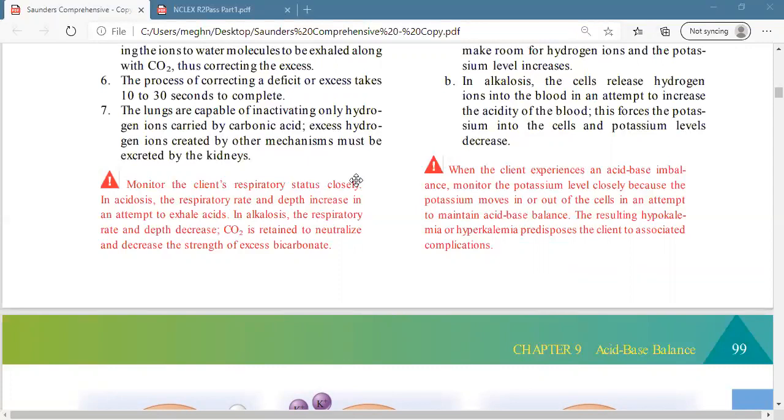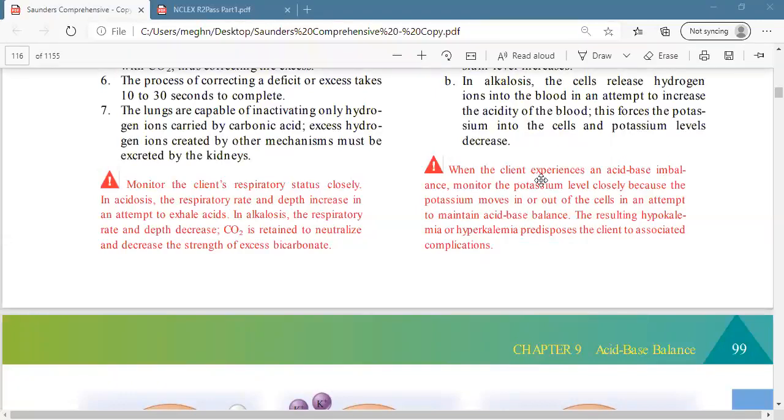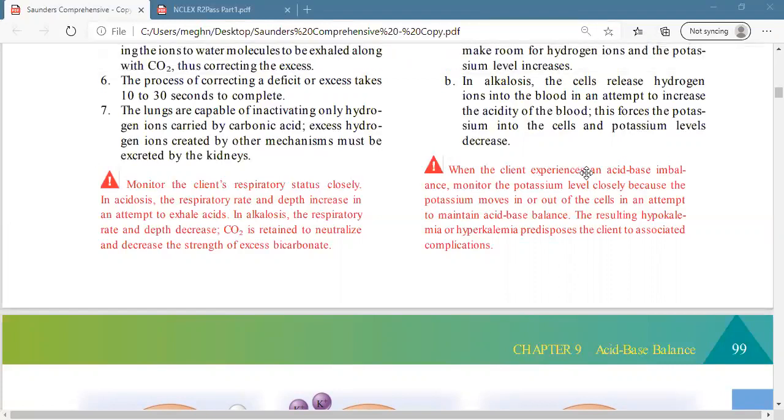On the other hand, here they said, when the client is experiencing an acid-base imbalance, monitor the potassium level closely, because the potassium moving in or out of the cell is an attempt to maintain acid-base balance. So they said when the client is experiencing an acid-base imbalance, you see, acid-base imbalance.